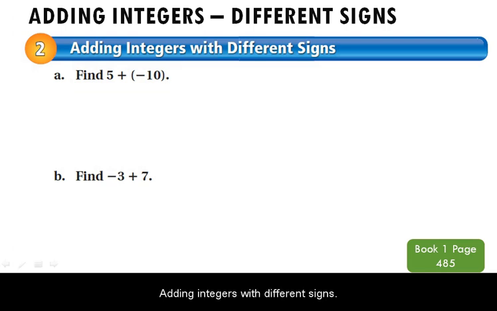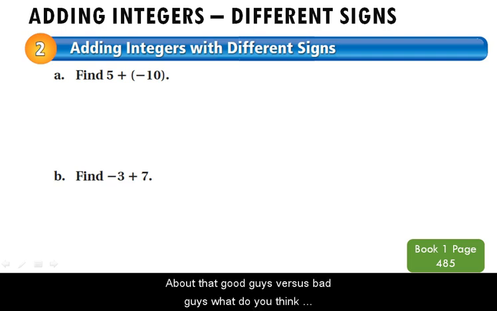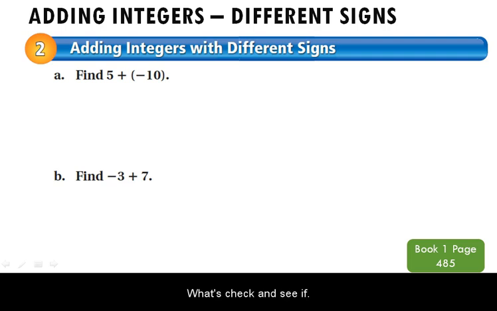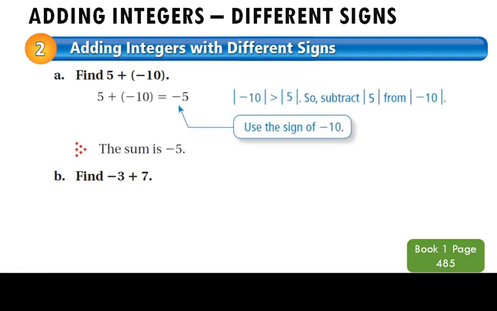Add integers with different signs. In part A, it wants you to find 5 plus -10. Thinking about that good guy versus bad guys, what do you think the result will be? Let's check and see if our theory is correct. We have a -5 as a result. Again, subtract the absolute values from each other. 10 minus 5 is 5, and use the sign of the larger looking number. The result is -5.